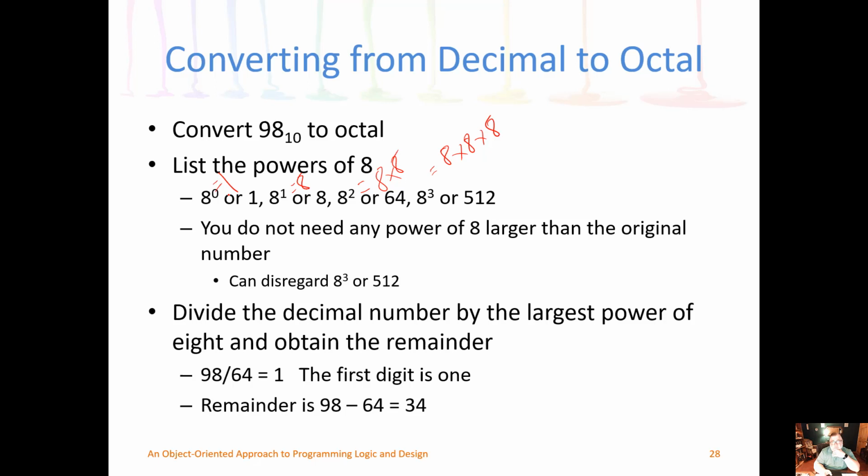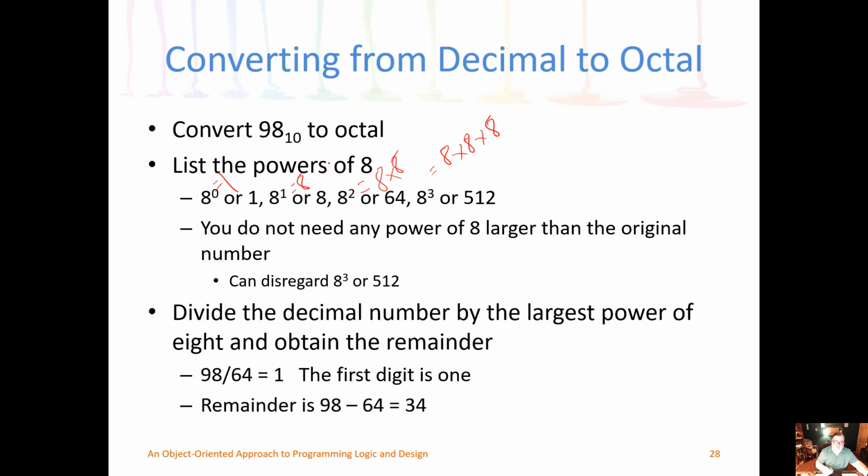So we don't need any power of 8 larger than the original number. So the original number is 98. We really don't need 8 cubed, so we can disregard that. So what we want to do is divide the decimal number by the largest power of 8 and obtain the remainder. So right now, if we look at 98, we divide it by 64. And we can only do that once. 64 only goes into 98 one time.